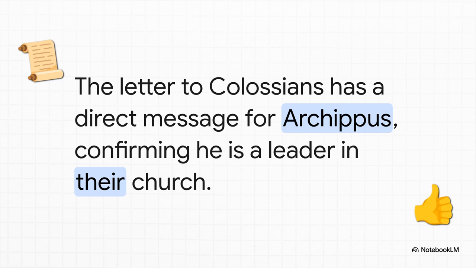And now, for the final piece of the puzzle, clue number 3. We go right back to our main document, the letter to the Colossians. And what do we find at the very end? Paul gives a direct, personal shout-out to a leader in their church. And who is it? He says, tell Archippus, the very same guy. This nails it down. Archippus is definitely part of the Colossian church.